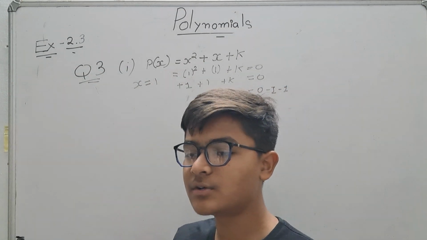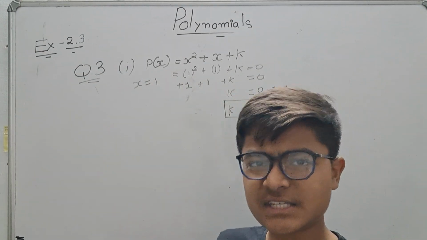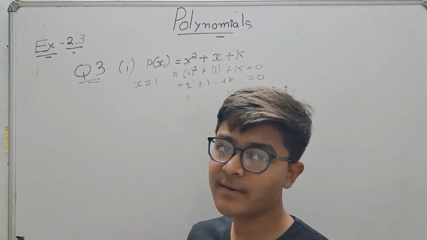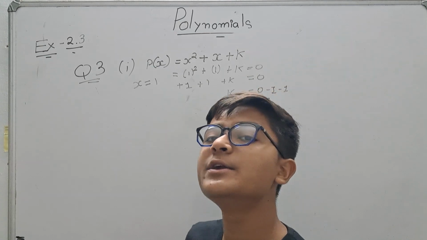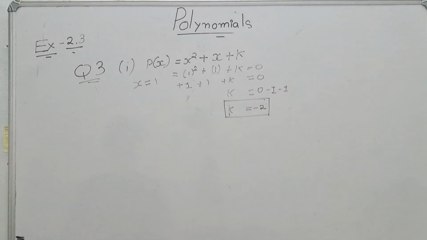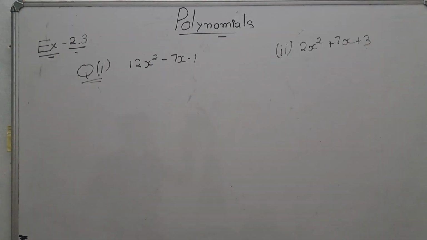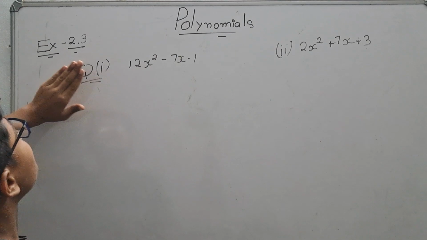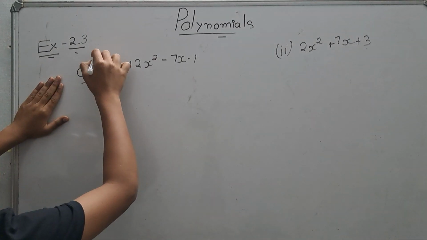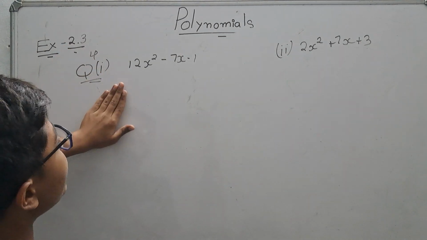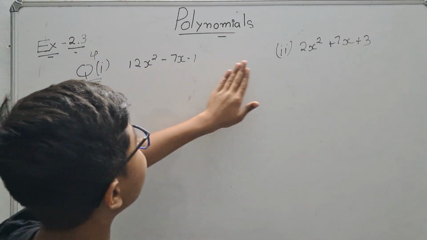The answer of 3, 2, 1 is different. Okay, so let's quickly move ahead. Question number 4 and 5 are a little bit hard, so I will do 2 questions and the remaining 2 you have to do in your homework. So students, we are on question number 4 of part 2.3, and question number 4 of 1 and 2.